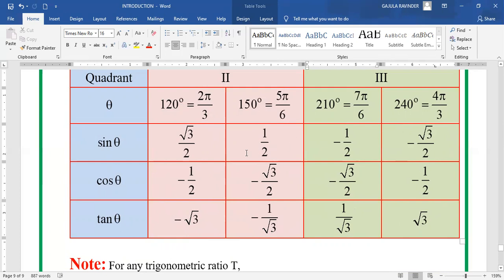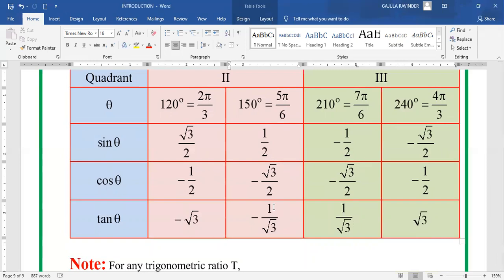So like this, the trigonometric ratios of 120, 150, 210 and 240. Even if you want, you can go for 300 and 310 also. For example, I want sine 300 degrees. So 300 is closer to 360 than 180.